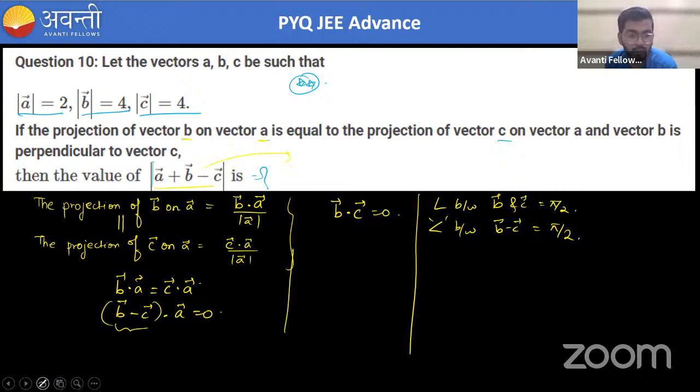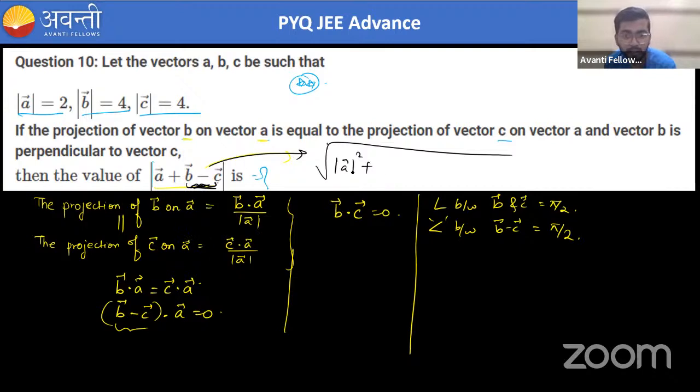So for this thing, I can write it as under root of mod a bar square plus, I can treat b bar minus c bar as one vector, so b bar minus c bar whole square, plus 2 times mod a bar into mod of b bar minus c bar, right? To find this, mod a bar is given to us directly, but mod b bar minus c bar is unknown to us.